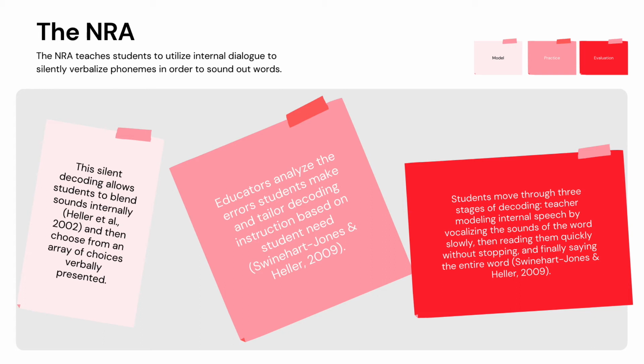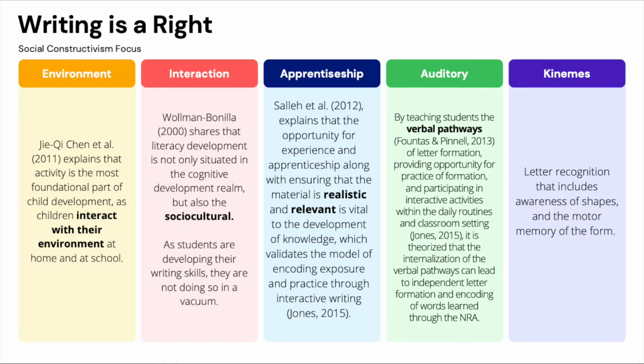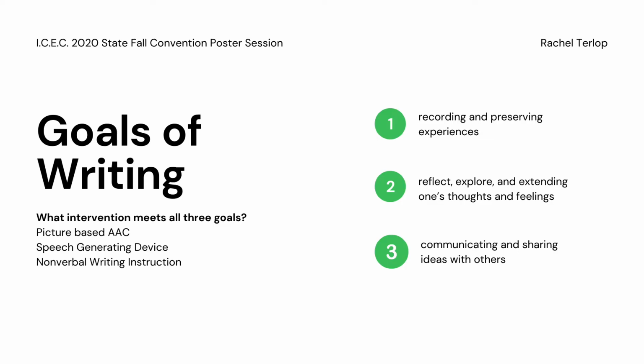So what? The NRA was created for decoding. I'm thinking that this same strategy can be applied during the encoding process and not through AAC. I'm thinking pencil to paper or a different type of tool that allows students to physically make the letter symbols and begin to write. This all goes back to my deep-rooted thought that writing is a right.